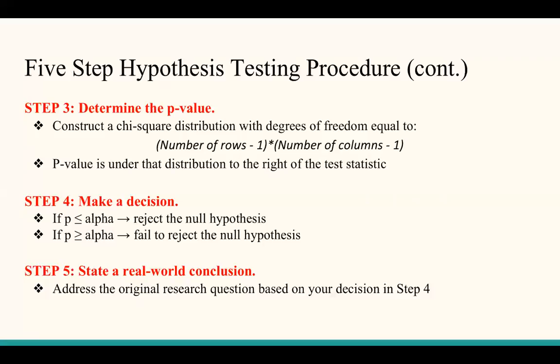And then again, your p-value is just under the distribution to the right of the test statistic, so it's a right-tailed test. Then you're going to make a decision whether to reject or fail to reject the null hypothesis. Again, there's that typo. So it's just greater than alpha. It's not greater than or equal to alpha. So if your p-value is less than or equal to alpha, you will reject the null hypothesis. If it is greater than alpha, you will fail to reject the null hypothesis. And step 5, again, to state a real-world conclusion addressing the research question based on your previous decision.